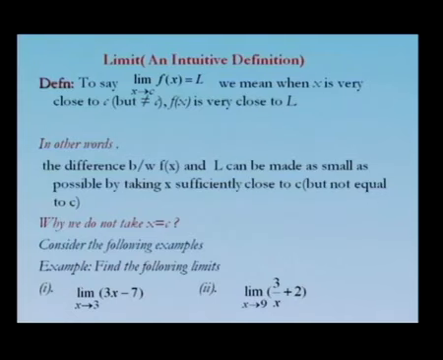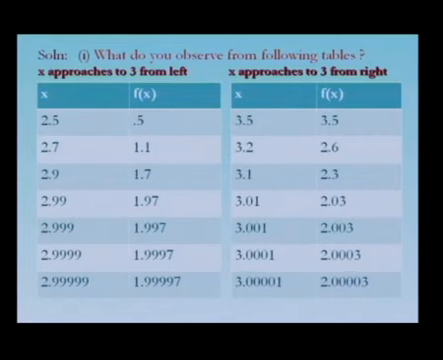Consider some examples. Find the following limit. Example 1, limit x tends to 3, 3x minus 7. And example 2, limit x tends to 9, 3 upon x plus 2. So we are considering example 1. The table is given here. There are two tables. The table on the left hand side shows x approaching 3 from the left, and the table on the right side shows x approaching 3 from the right.